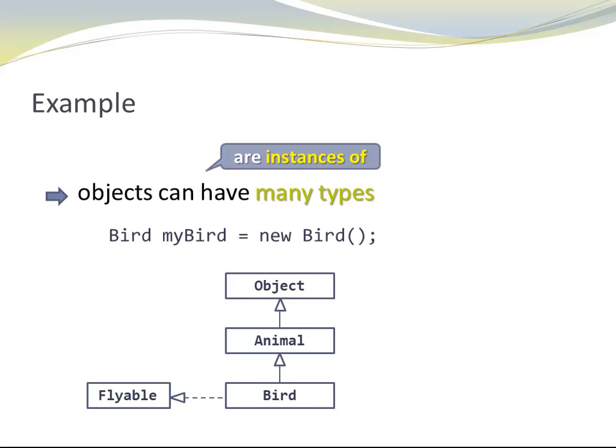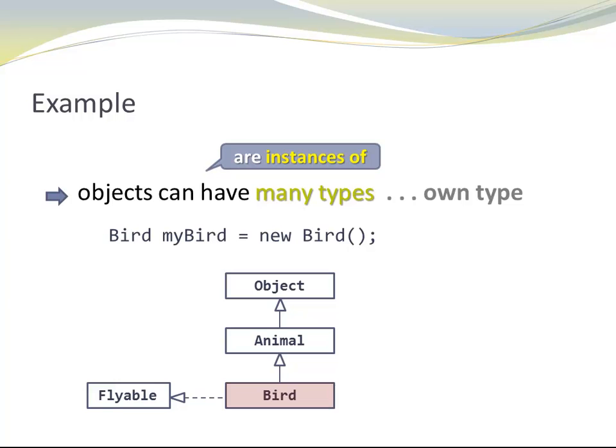Let's say I have a variable called myBird. It's of type Bird, and I instantiate it with a new Bird. Bird is a class that derives from Animal, which means it's a subclass of Animal, and Animal derives from Object, so Animal is a subclass of Object. Besides that, Bird implements the interface Flyable. Notice the dotted line in the UML class diagram indicates that this is an interface implementation.